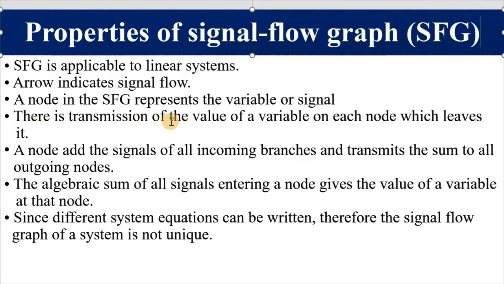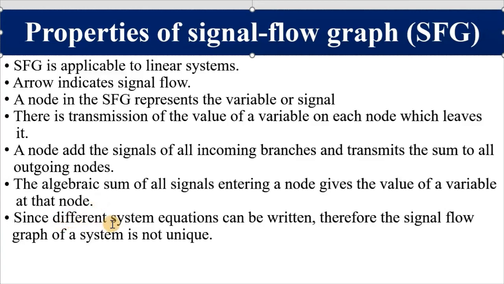There is transmission of the value of a variable on each node, which leaves it. This we saw. Then a node adds the signals of all incoming branches and transmits the sum to all outgoing branches. I think you can deduce this when we represented the incoming branches for x1 and x2 as we were given in equations. And we are saying the algebraic sum of all signals entering a node gives the value of a variable at that node. We did that for x1 and x2.